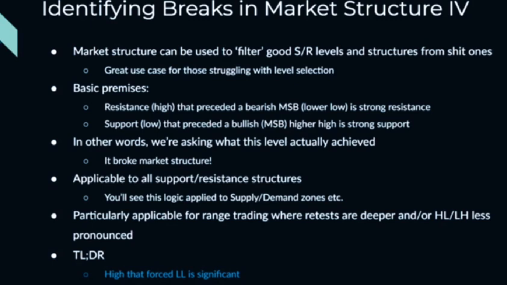So what's the basic premise? How does market structure help us find better levels? This comes down to what we can expect from good resistance and good support, or what are some of the behaviors and types of market structure development that we can use to find good levels. And we're essentially working backwards, right? So we look for the break in market structure, and then we jump back and think, where did that come from? And the origin of those market structure shifts is where we'll find our good levels.